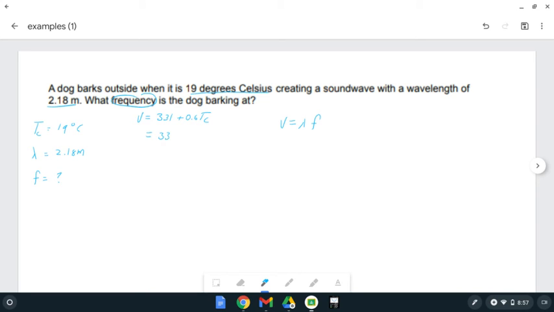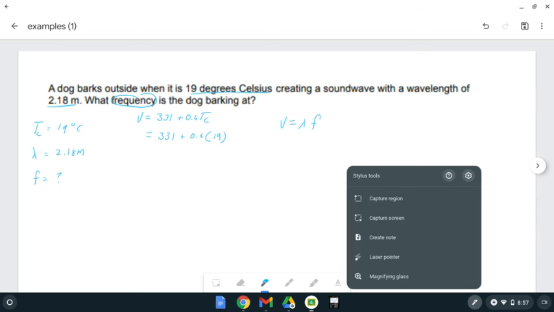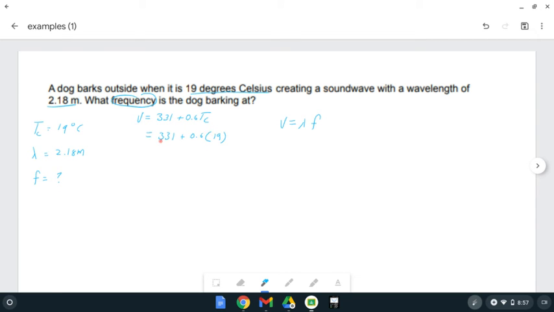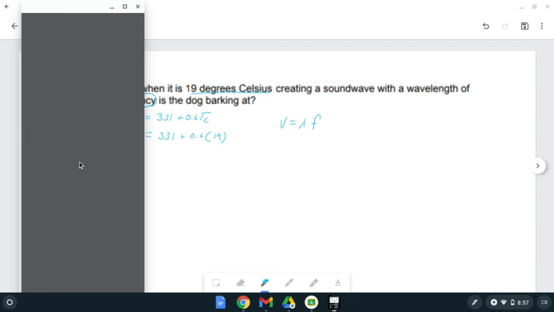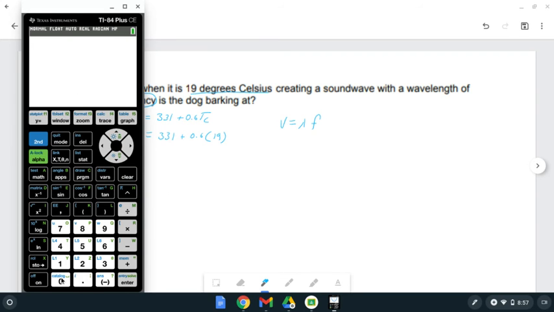So I'm going to go ahead and plug all my numbers in. I have 331. Our temperature in this case is actually 19 degrees Celsius. So I'm going to plug this into my calculator. I'm going to start over here, then I'll add the 331 at the end. I've got to open my calculator. 0.6 times 19, and hit enter. That's my 11.4.